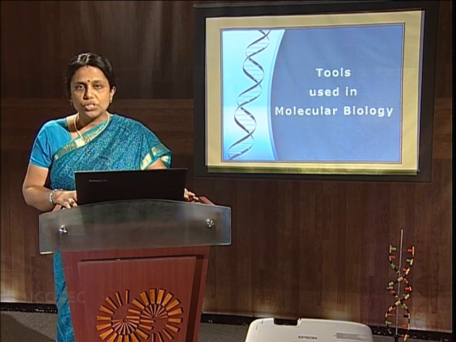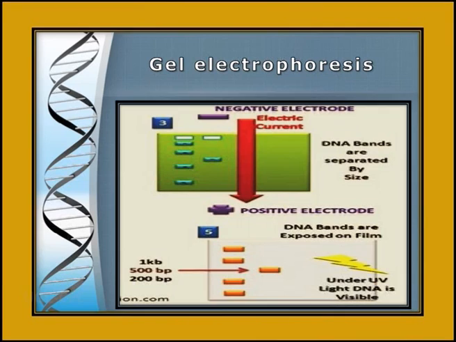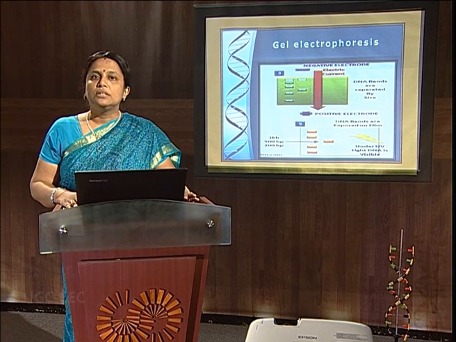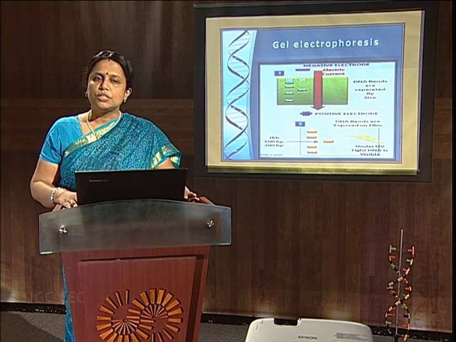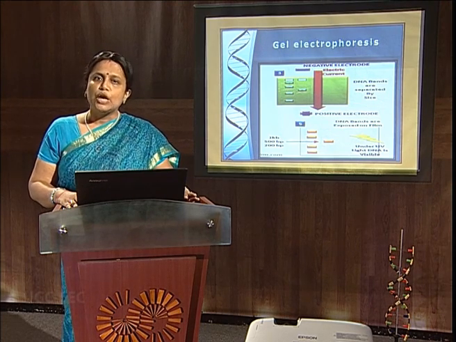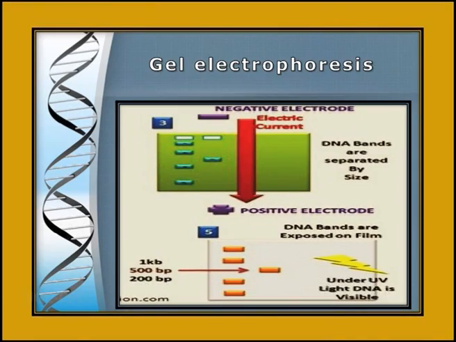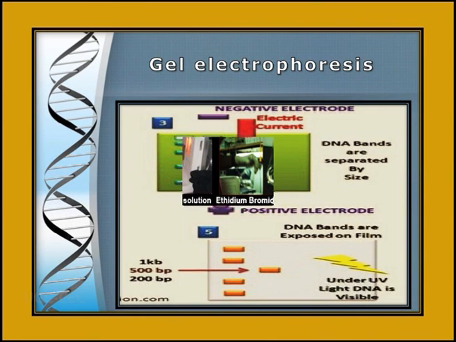Tools which are used in molecular biology. Number one, and the most important, is gel electrophoresis, wherein the macromolecules are separated on the basis of their sizes and charges. There are various types of gel electrophoresis systems. We have agarose gel electrophoresis systems to separate DNA. We have polyacrylamide gel electrophoresis systems to separate out the proteins.